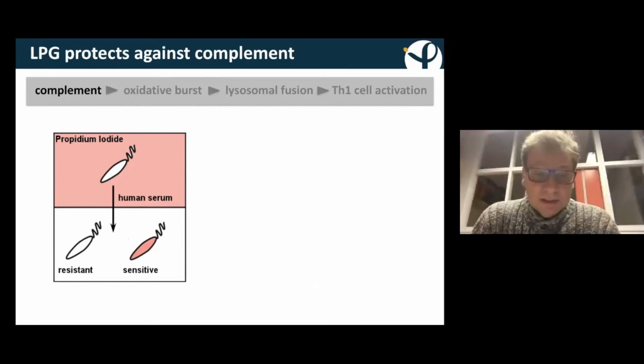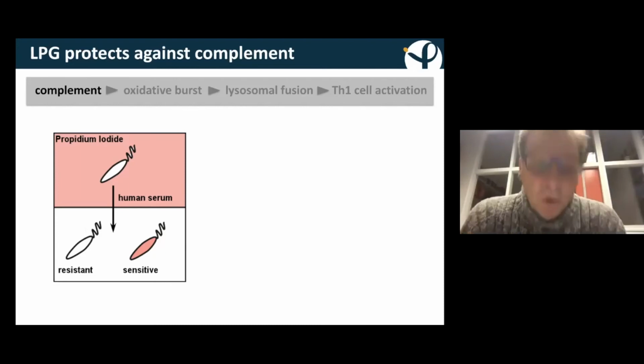I added human serum, which was mine because there was no other way. So I went to the university doctor. This was 25 years ago. Today, you cannot do this anymore. So I took my own blood, I took the serum, and I added this to the culture. If the parasite is resistant, it will not turn red. If the parasite has holes and is sensitive to the complement, it will just be full of red.